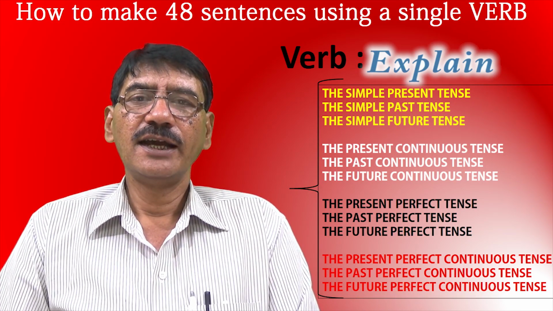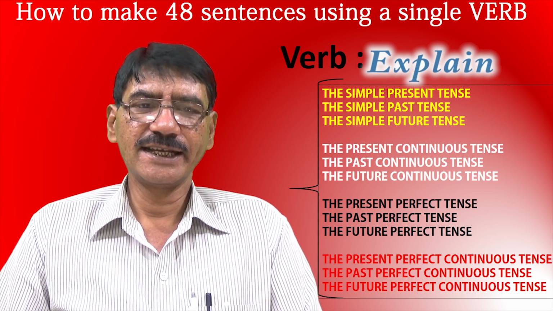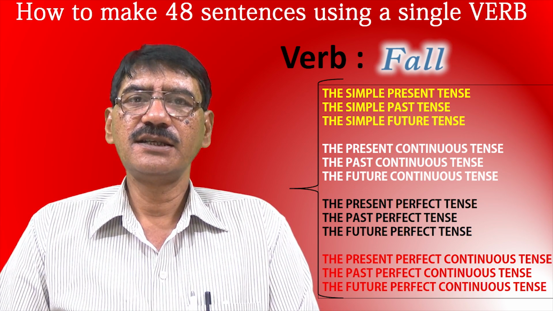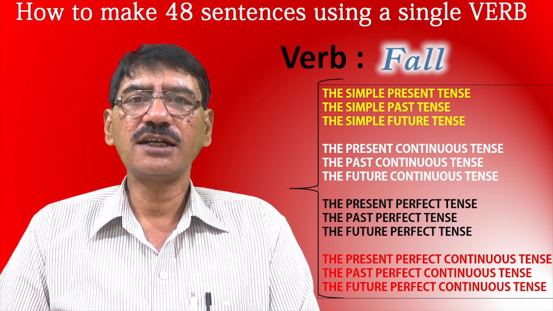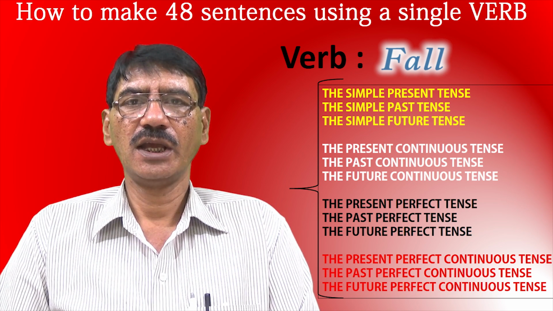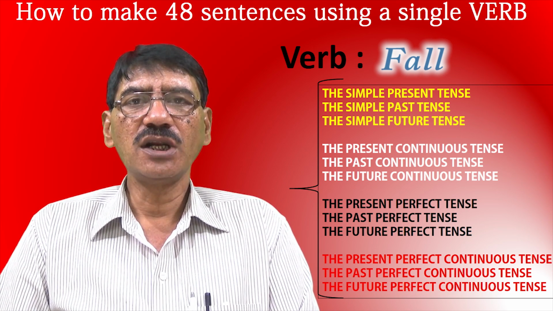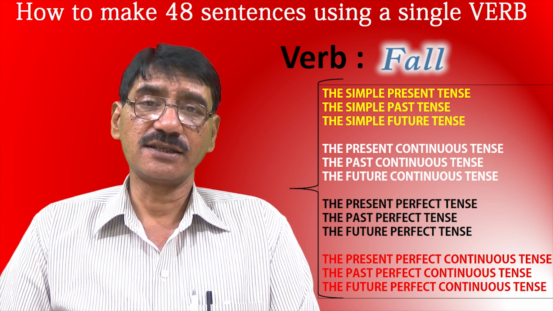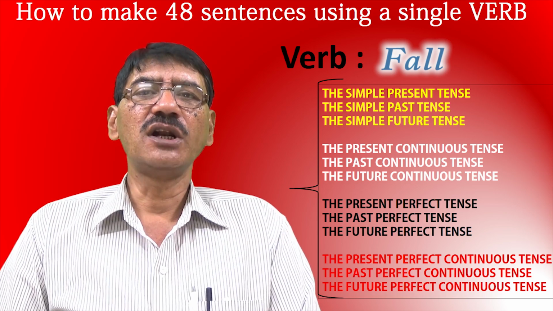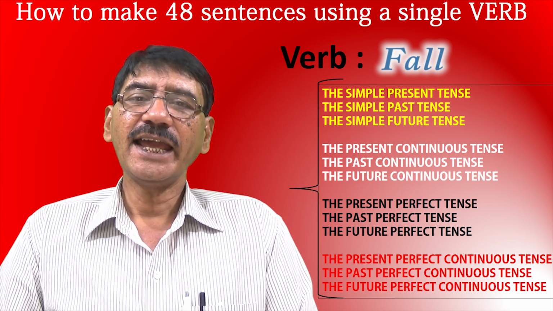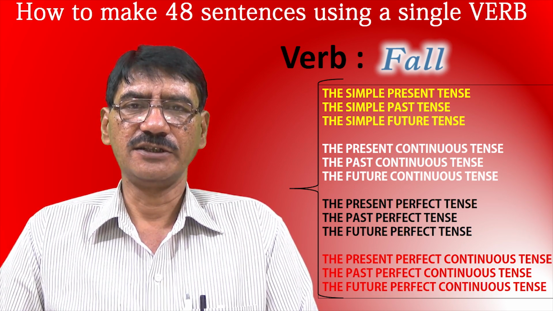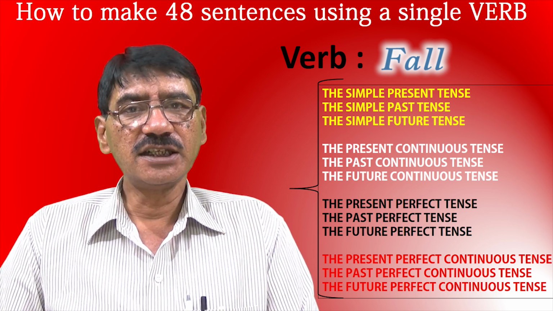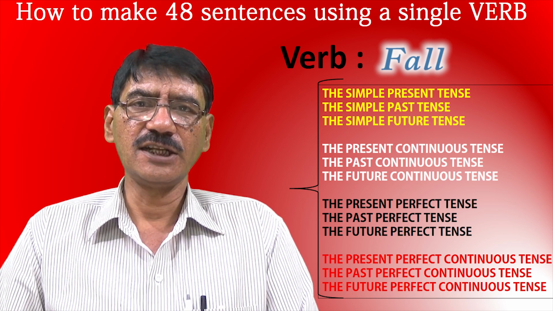Let's move on to the next verb. The next verb is fall. The sentence is, it falls unnecessarily. It doesn't fall unnecessarily. Does it fall unnecessarily? Doesn't it fall unnecessarily? It fell unnecessarily. It didn't fall unnecessarily. Did it fall unnecessarily?